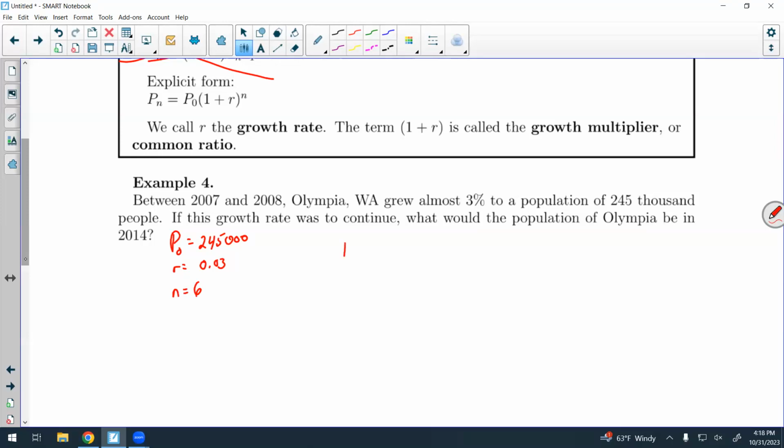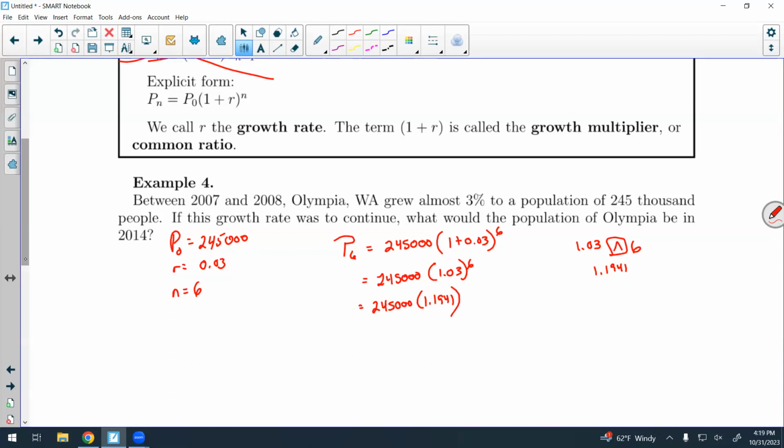So we're looking for P sub 6, which is equal to P sub 0, 245,000, times 1 plus 0.03 to the 6th power. 245,000 times 1.03 to the 6th power. And if you recall, we key that into the calculator like this. 1.03 to the 6th gives us 1.1941. So I have 245,000 times 1.1941. And I get 292,554.5. So what is this number, or what does this number represent?